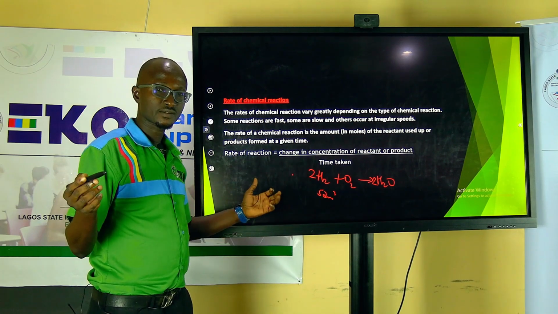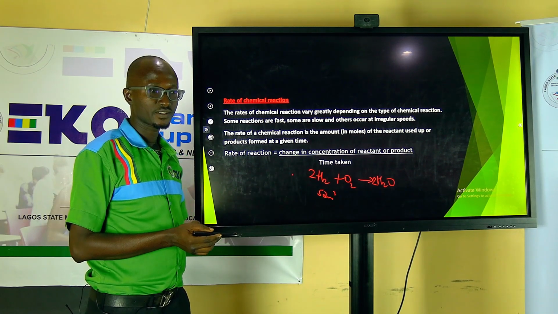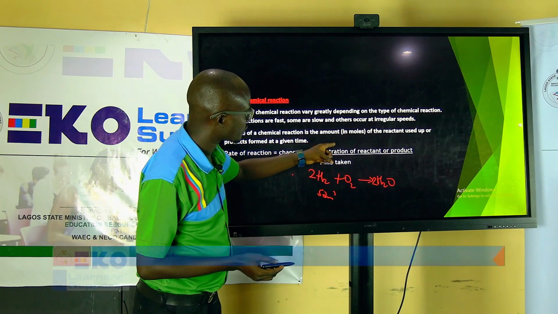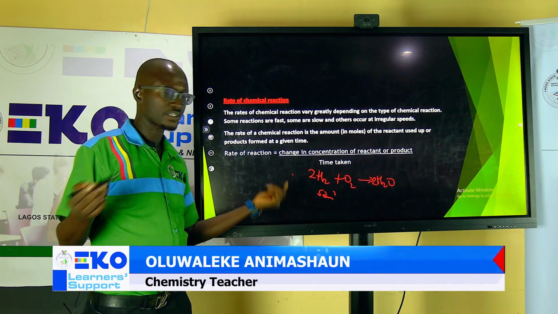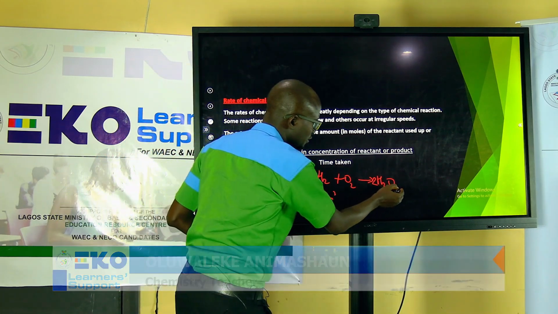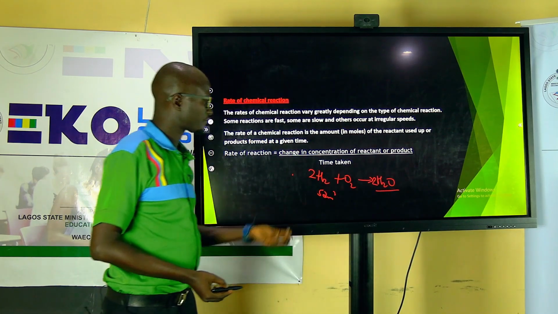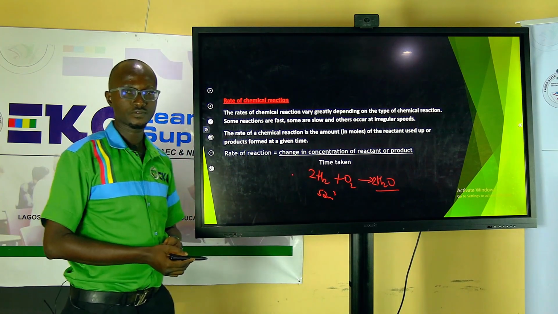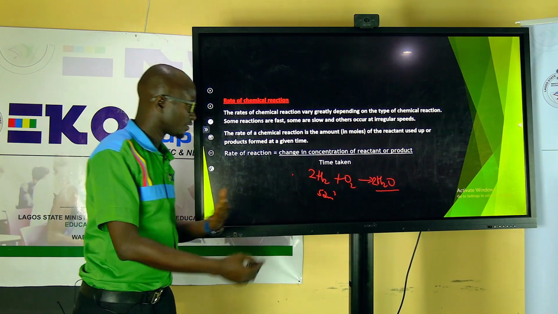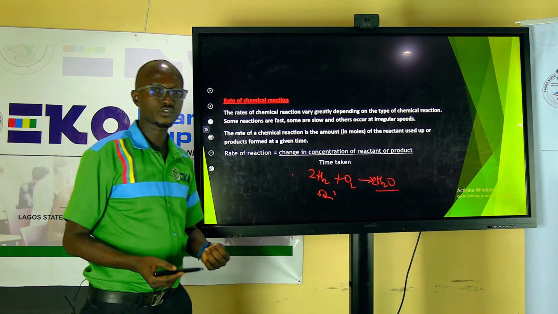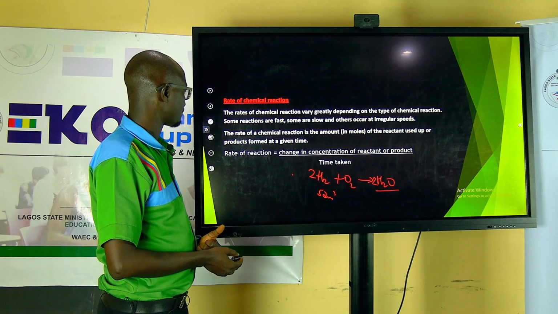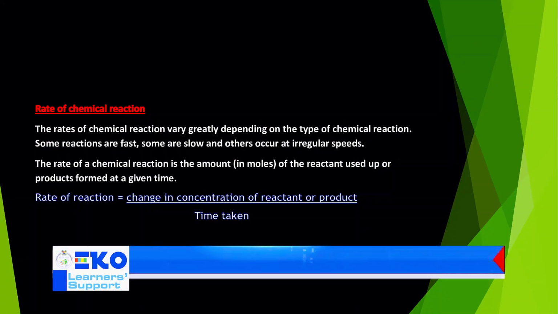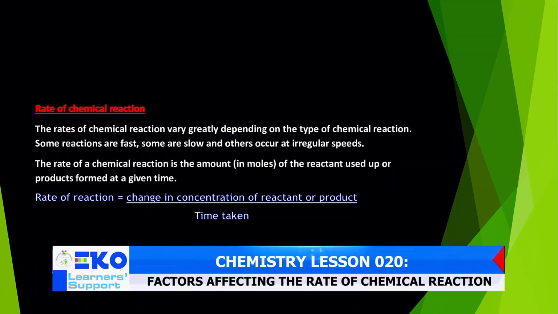So that shows that a reaction has taken place. That's why it is said that the amount of the reactant used up or product formed at a given time, or I'm trying to measure the volume of steam that is produced. The rate at which you produce it will determine how fast or slow that reaction is. So that's why rate of reaction is change in concentration of reactants or products divided by time taken.